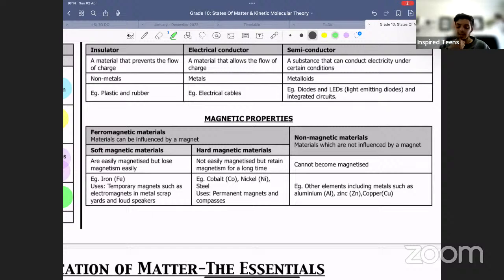Hard magnetic materials are not easily magnetized but retain their magnetism for a long time. Example: cobalt, nickel, steel. Okay, hope that makes sense. Their uses: permanent magnets and compasses.